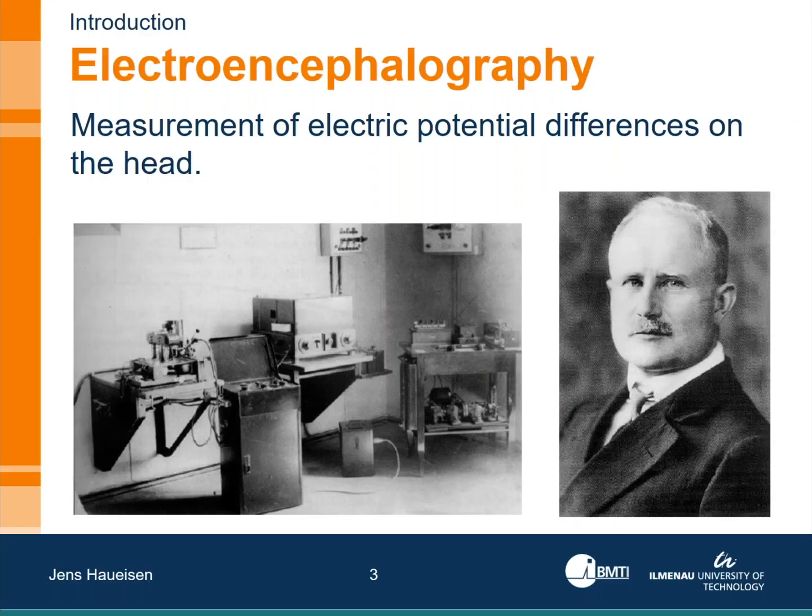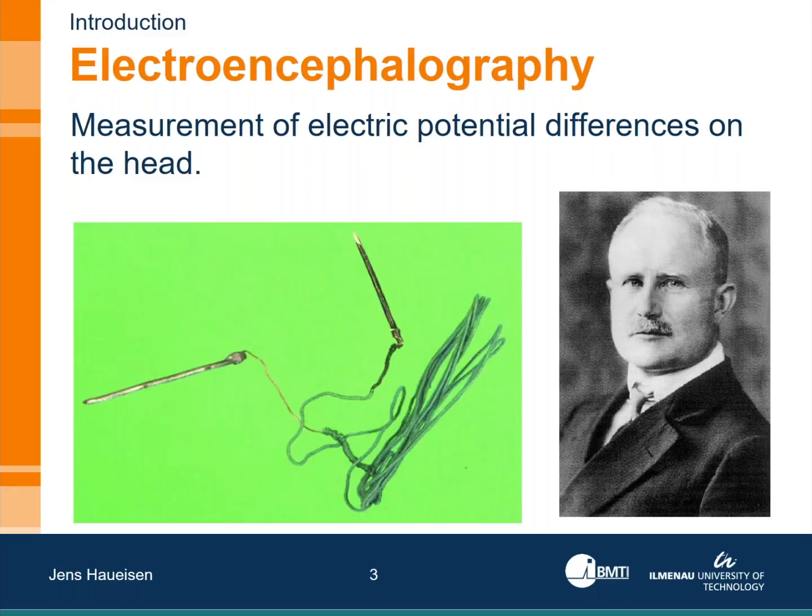And the discovery of EEG goes back to the person here on the right. His name is Hans Berger, and he was a professor for neurology and psychiatry in Jena and discovered the EEG about 100 years ago in the early 1920s. You see his laboratory equipment on the left side, which is sort of bulky compared to the EEG devices we have nowadays, but he was using back then already electrodes of a very similar type as we do here.